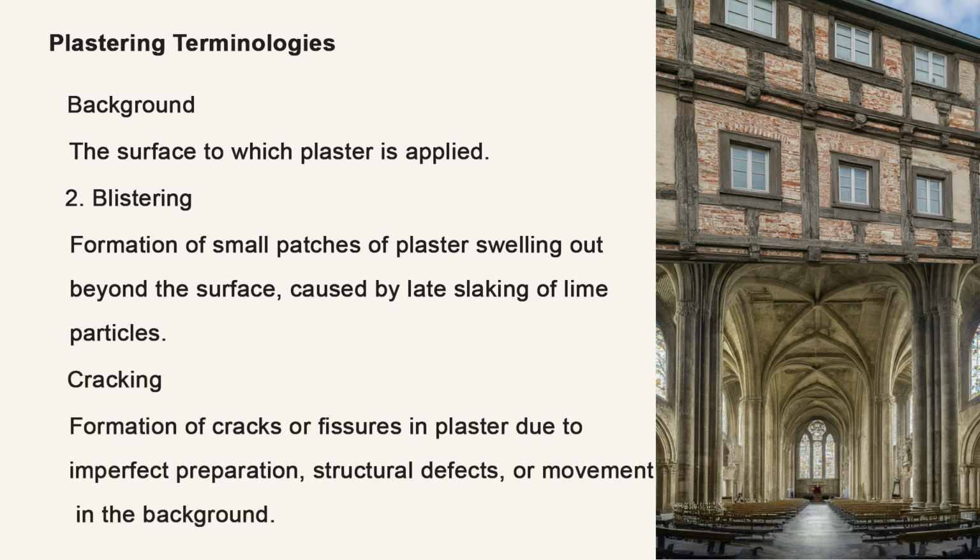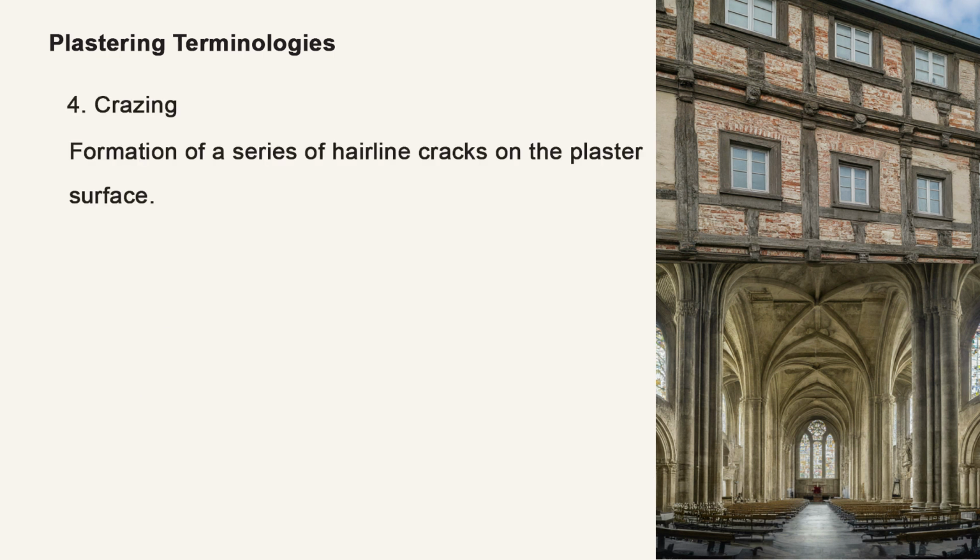Third, cracking. When you see fissures in plaster, that is cracking. It usually happens due to the movements in the walls or surface behind it. Next is creasing. Imagine tiny hairline cracks all over a surface. Those are creasing cracks, adding an irregular pattern to the plastered finish.